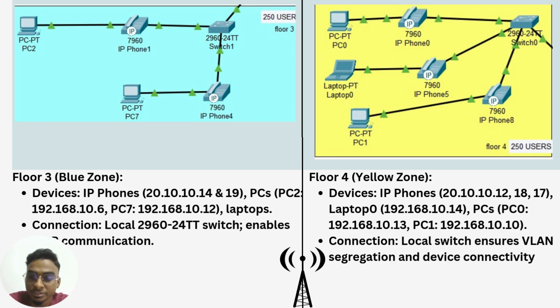And the fourth floor, the yellow zone. On the fourth floor, you can see the same criteria as seen on the other floors, using a mix of IP phones, IP phone 0, 5 and 8, with the IPs 20.10.10.12, 18 and 17, and a laptop IP with 192.168.10.14, and the PCs, PC0 and PC1, with the IP addresses 192.168.10.13 and 192.168.10 through its local switch connecting all, ensuring VLAN segregation. Thank you.